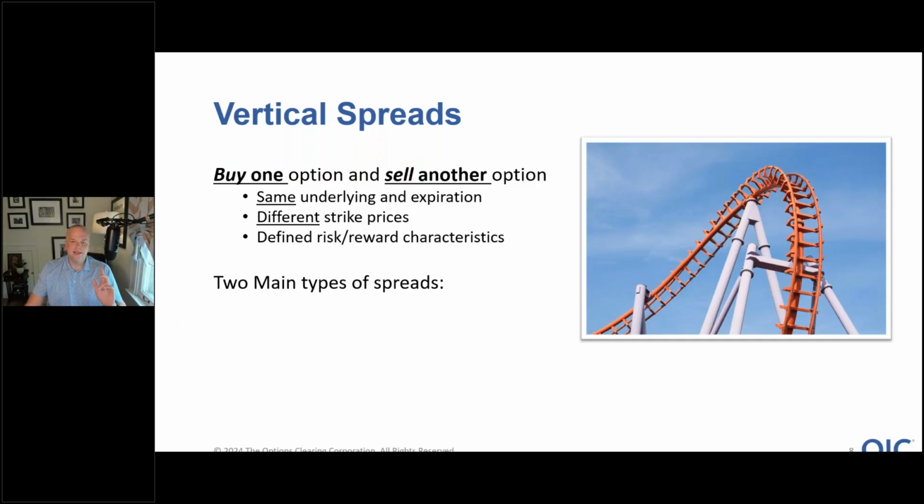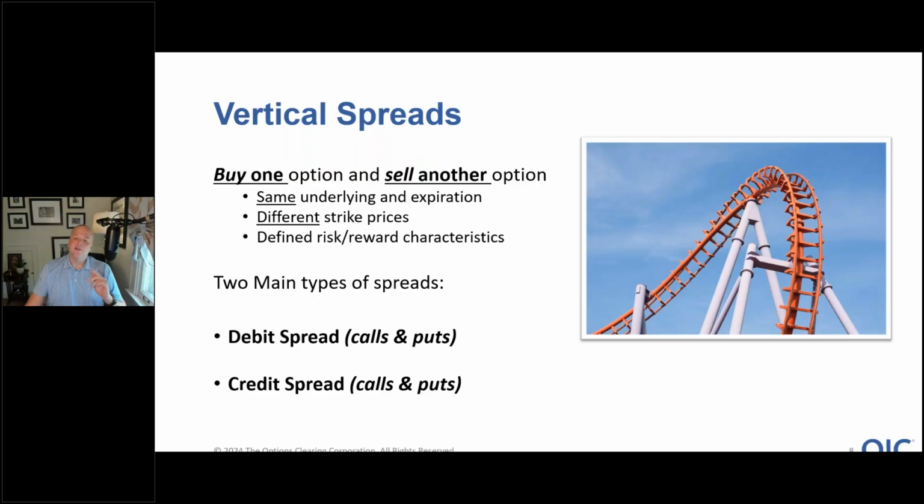Now, there's two main types of spreads, obviously. There's a debit spread and a credit spread. You can do debit spreads on calls and puts. You can do credit spreads on calls and puts. Today, we're going to focus on the credit spread portion of it because those are the building blocks of the iron condor and the iron butterfly. But debit spreads can be built into these positions as well, depending on how you leg into it or how you build it.